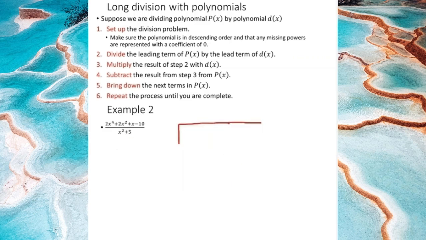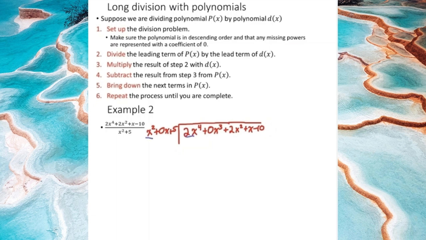Now we'll do 2x to the fourth plus 2x squared plus x minus 10 divided by x squared plus 5. X squared plus 5 is our divisor. That'll go outside of the division symbol, but notice how it's missing an x term, so we'll write it as x squared plus 0x plus 5. As for the 2x to the fourth plus 2x squared plus x minus 10, our dividend, that is missing an x cubed term. So we'll place a 0x cubed term in its place, and now we have our division set up. Now we'll go to step 2 and divide.